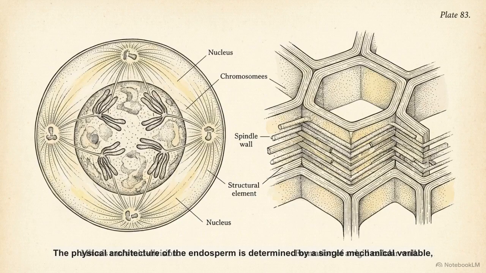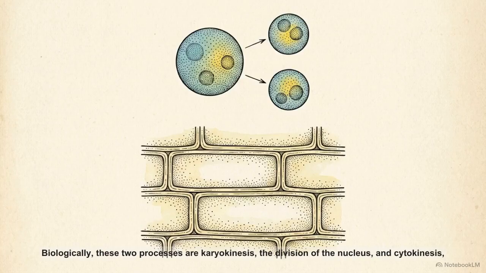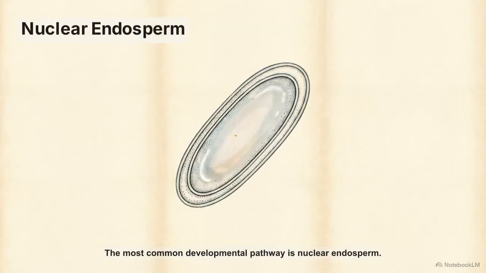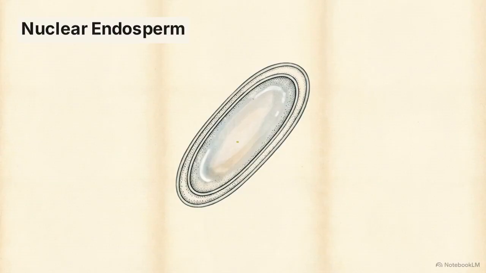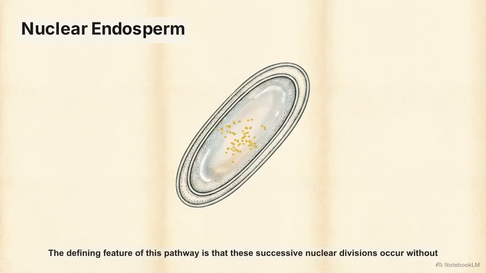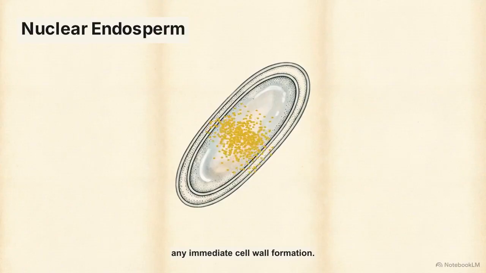The physical architecture of the endosperm is determined by a single mechanical variable, the precise timing of cell wall formation relative to nuclear division. Biologically, these 2 processes are karyokinesis, the division of the nucleus, and cytokinesis, the formation of the cell wall. The most common developmental pathway is nuclear endosperm. Here, the primary endosperm nucleus undergoes rapid and repeated karyokinesis. The defining feature of this pathway is that these successive nuclear divisions occur without any immediate cell wall formation.